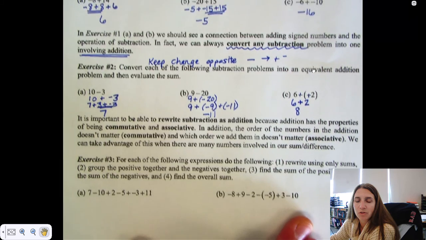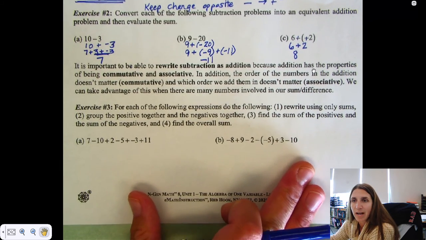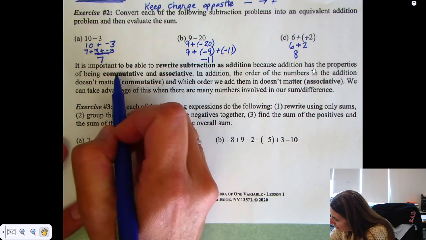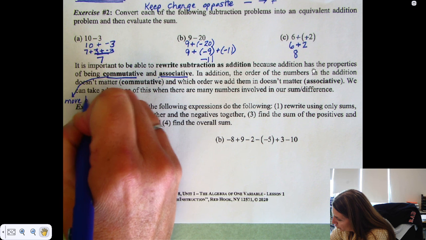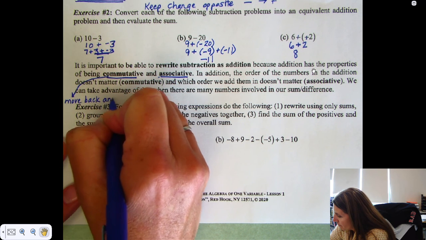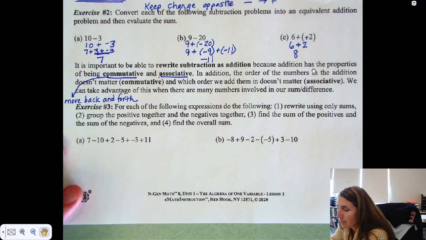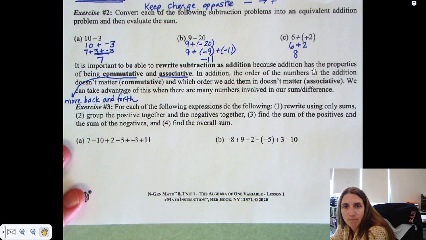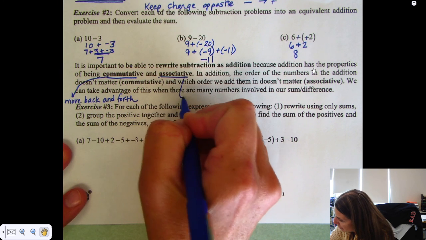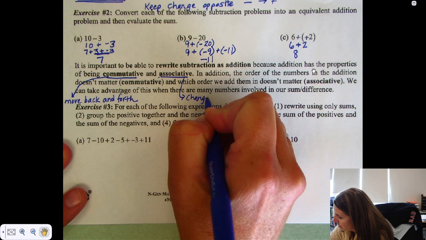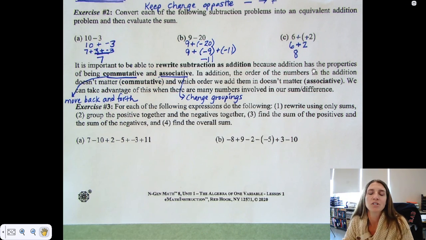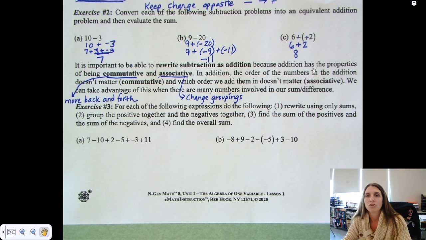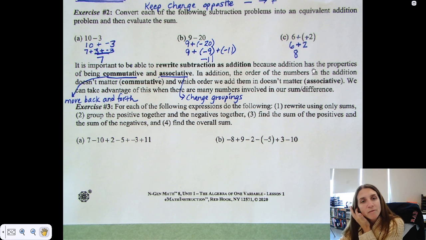It is important to be able to rewrite subtraction as addition because addition has the properties of being commutative and associative. Commutative means that we move back and forth. So we can move the terms around and put them in different positions without changing the meaning or the value of the expression. Associative means that we can change the groupings. I always think of it like associates, the associates you hang out with in school. You can change who you're hanging out with and still be friends with everyone.